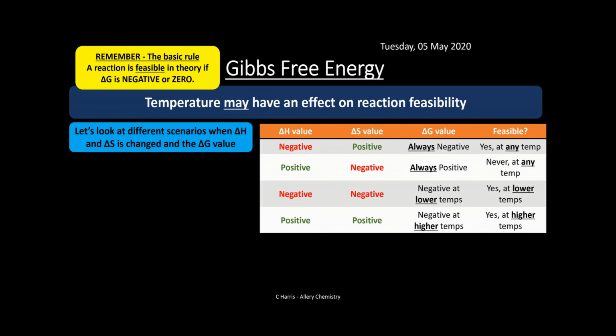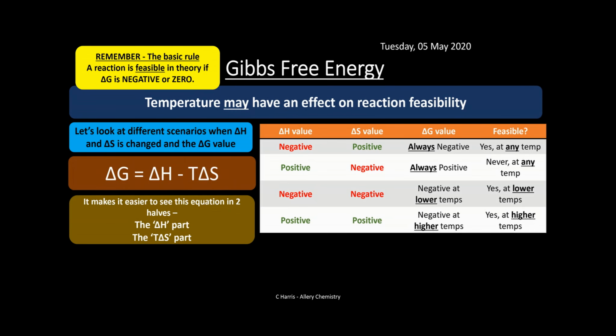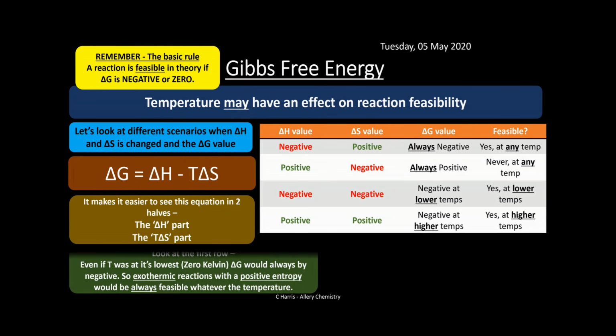So what we've got is different information here for delta H and delta S, and we've hypothesized: if delta H was this and delta S was this, what would the value of delta G be, and is it feasible? So what we're looking at here is this table. Like I say, it's easier to split it into two halves, so we've got delta H and the T delta S part. It's much easier to look at that. So let's have a look.